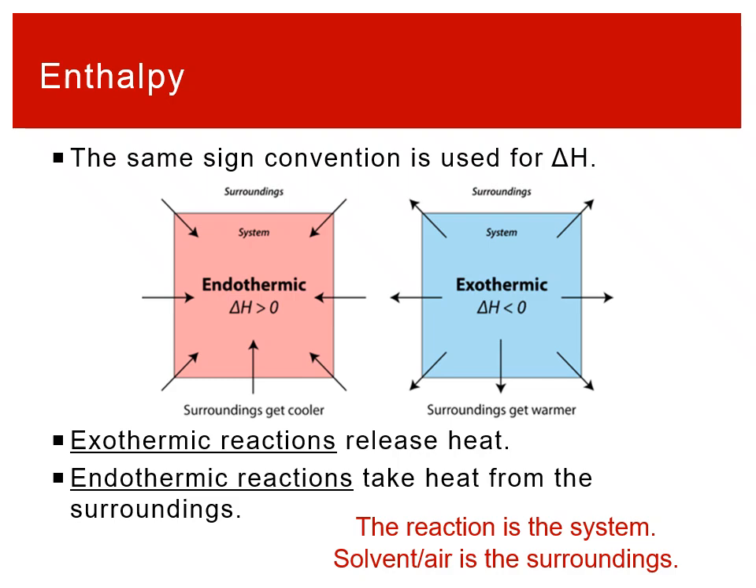The sign convention that we use, we've seen before, is that exothermic reactions release heat and delta H will be negative. Endothermic reactions take in heat and delta H will be positive. In this case, the reaction is always the system, and the solvent or air or whatever you're doing the reaction in is always going to be the surroundings. So heat in is always positive, heat out is always negative.